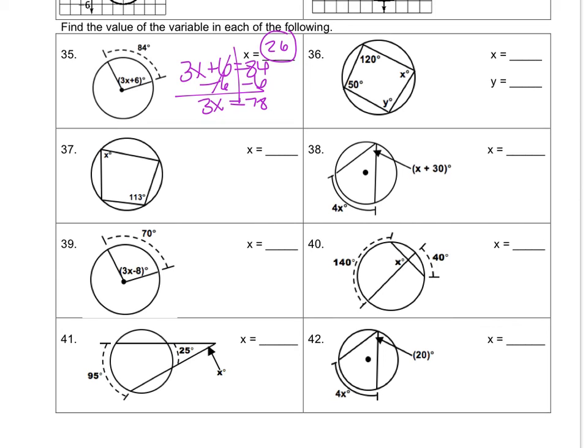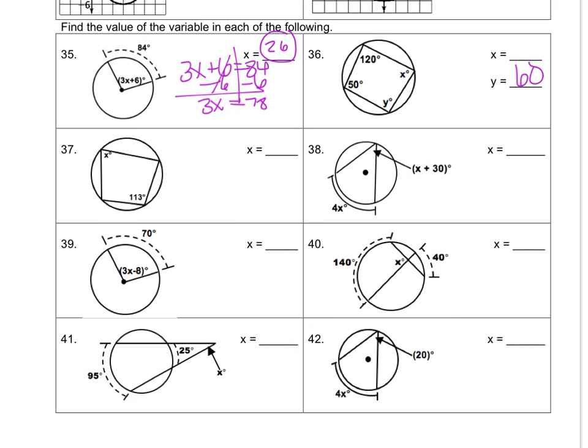Okay, on 36, there is a theorem and it says if a quadrilateral is inscribed in a circle, which ours is, then its opposite angles are supplementary. Supplementary means they equal 180 degrees. So you're going to find opposite angles and they have to add to 180. So if this is 120, the opposite angle is y. Those have to be 180. If you do 180 minus 120, you're going to get 60.